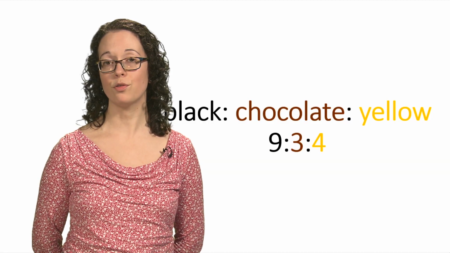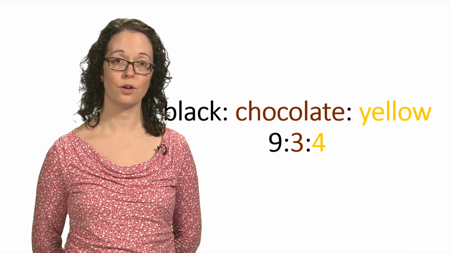Now I tell you that I have 80 pups that I have raised by breeding together my best black dogs. Most of them are black, but there are chocolate and yellow pups too. I have a theory that coat colour is controlled by just 2 genes. If this is true, I would expect to see a ratio of 9 black dogs to every 3 chocolate dogs to every 4 yellow dogs.